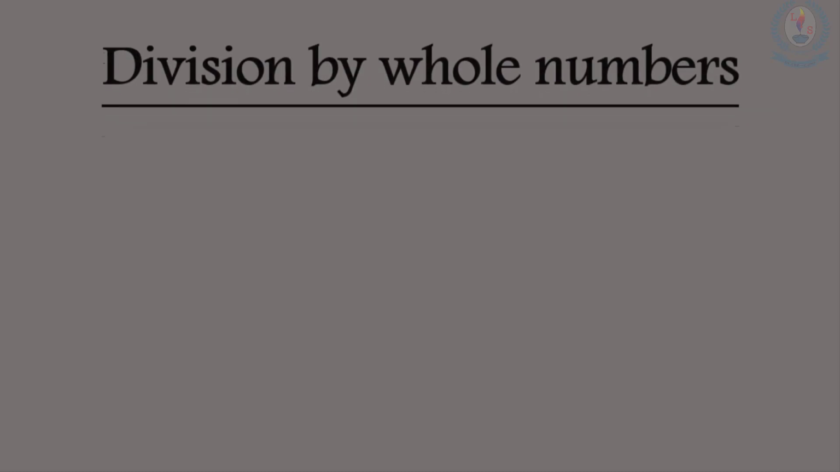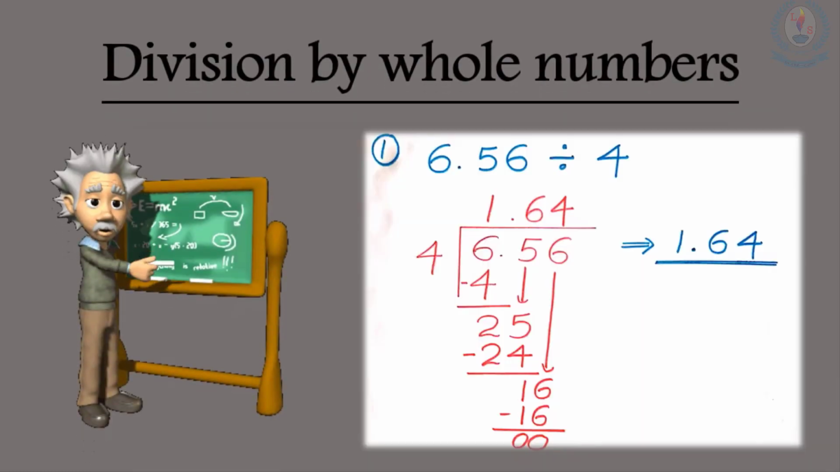Next subtopic is division by whole numbers. Here also I will explain this method using some examples. First one, 6.56 divided by 4. Here we have to use long division. Then 6.56 should come inside and 4 should go outside, this way.